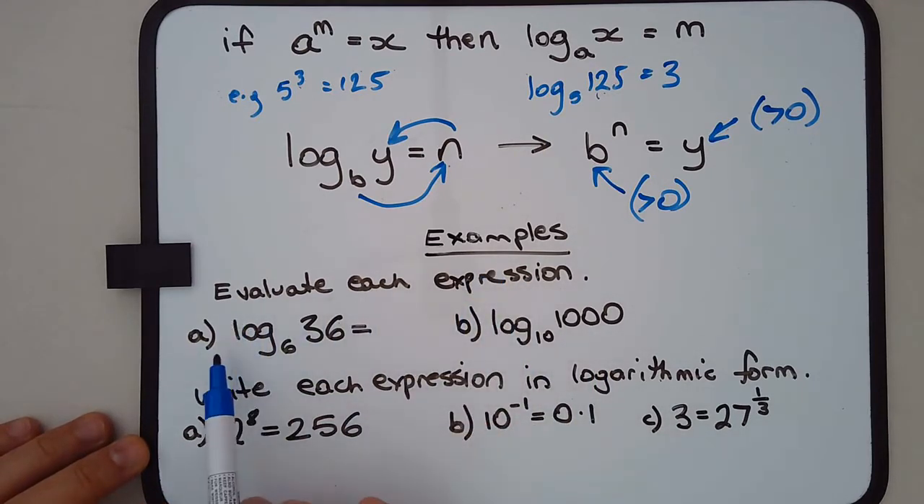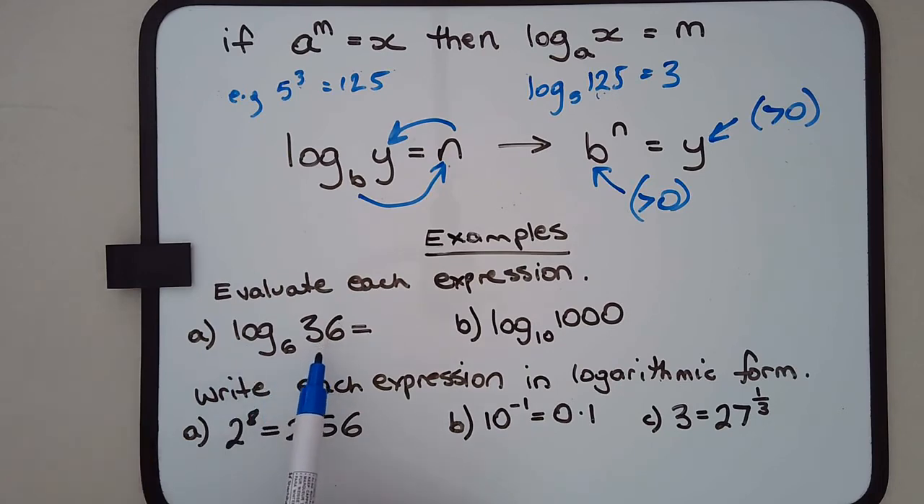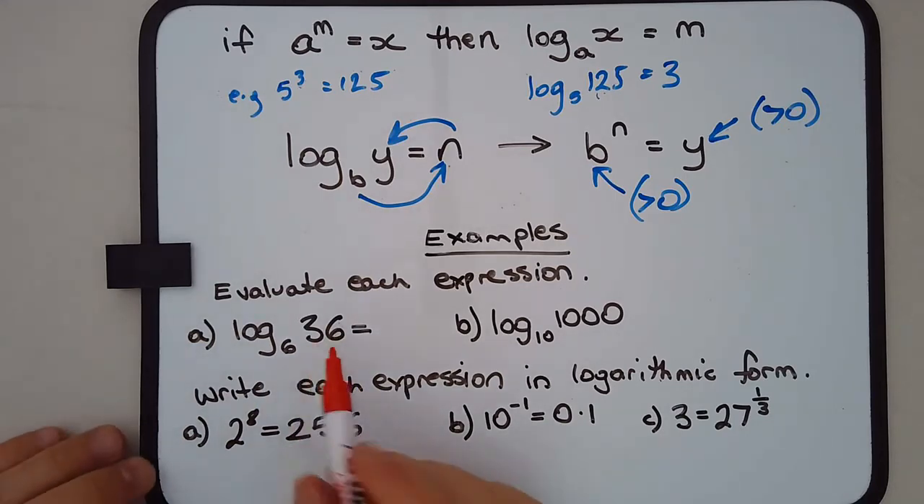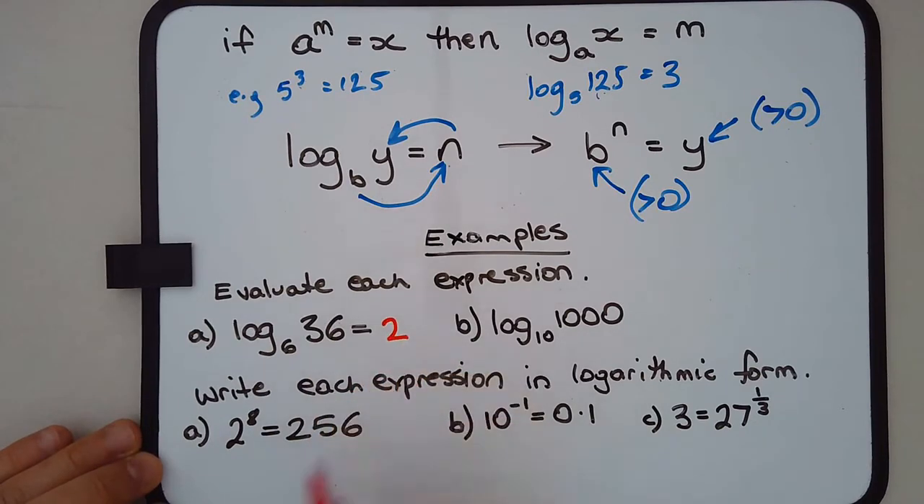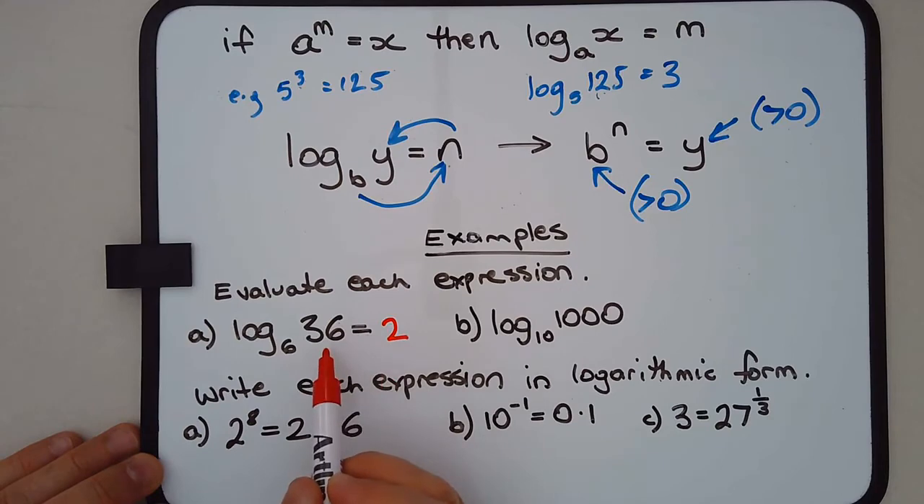So example A, we have to evaluate each expression. So log base 6 of 36. How would I rephrase that question? What would I raise the 6 by to give you 36? If you know your square numbers, and 36 is a nice square number, the answer there would be 2, because 6 to the power of 2 gives you 36.